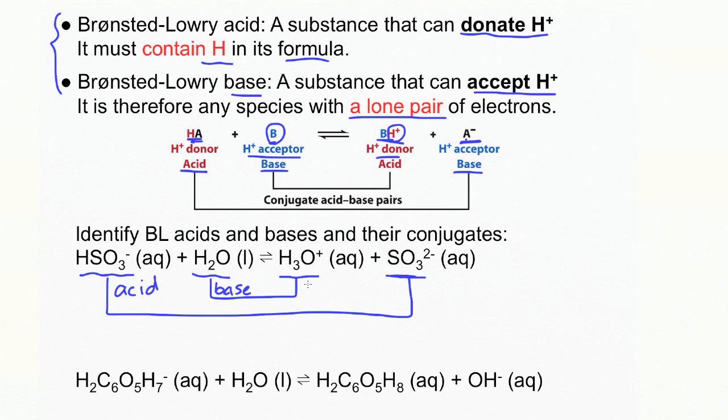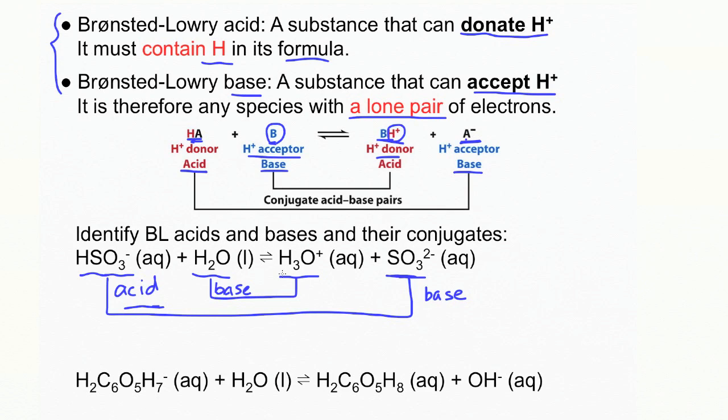Now what will happen on the product side? After this HSO3 minus donates one proton, it becomes the conjugate base, or Bronsted base. So we can label the SO3 2 minus as a base because it has a potential to accept the proton from hydronium to make this reverse reaction happen.